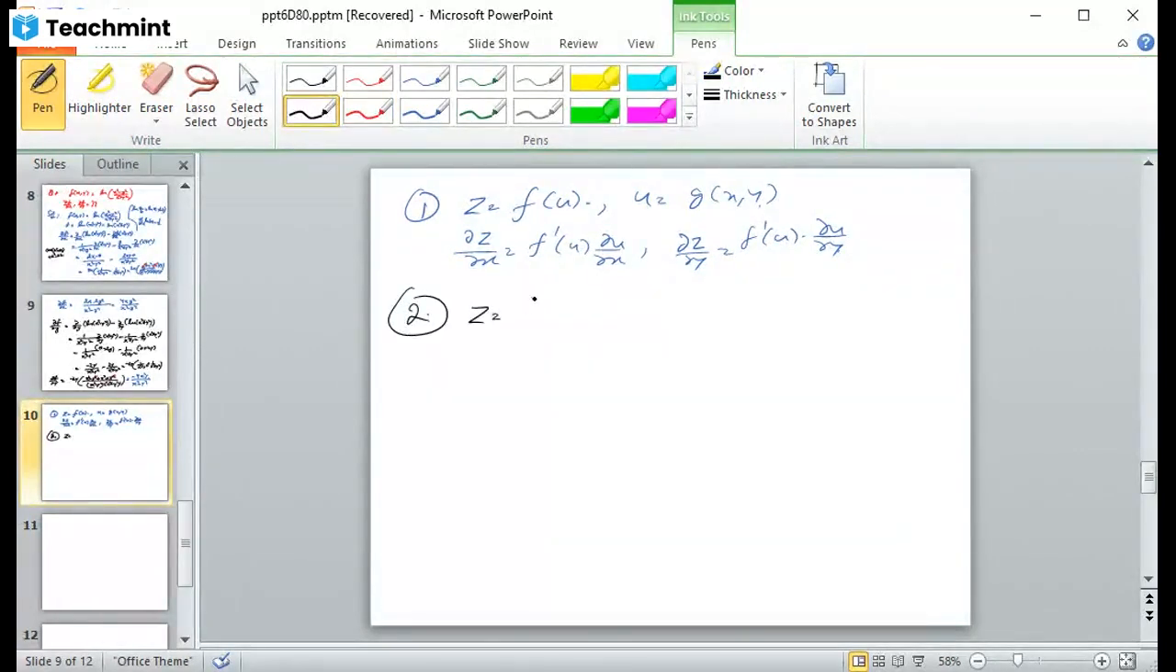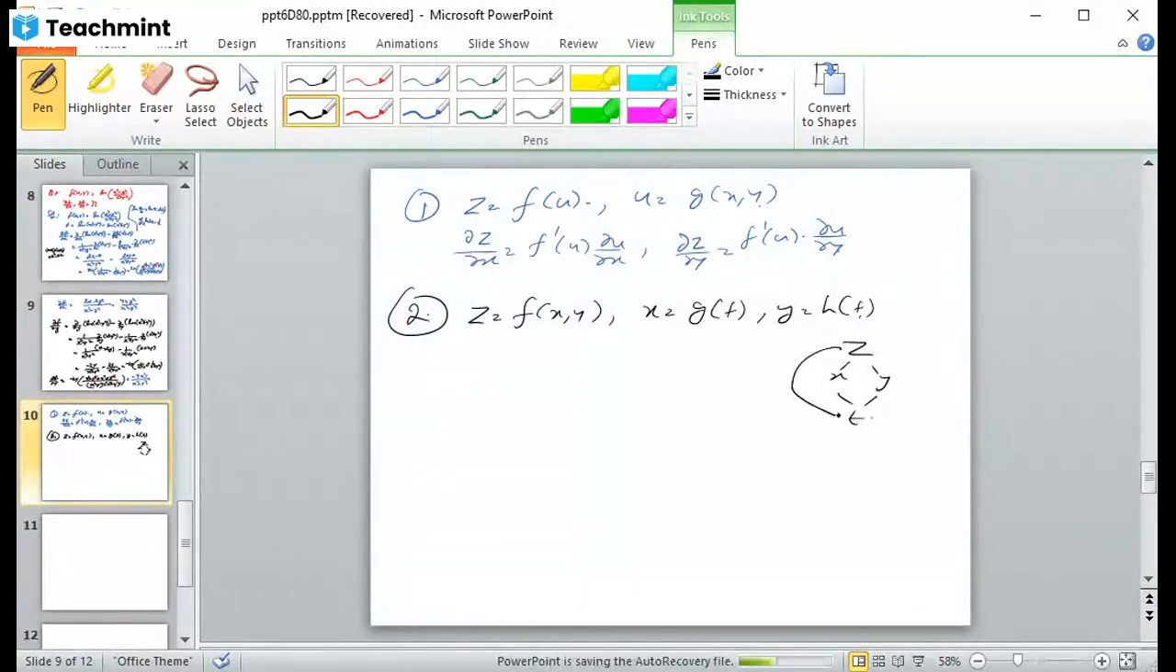If I say that z is a function of two variables, say x and y, and x and y are further functions of a single variable, say x is a function of t and y is a function of t, then z is a function of x and y, but x and y are functions of t. It means z is also a function of t. Because z depends upon x and y, if I want to differentiate z with respect to t, which depends upon a single variable, we need to apply the chain rule: differentiate z with respect to x and then x with respect to t, z with respect to y and y with respect to t.